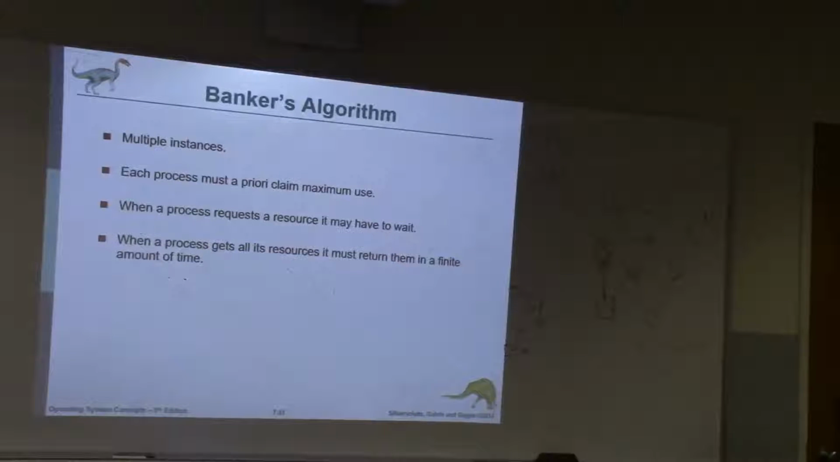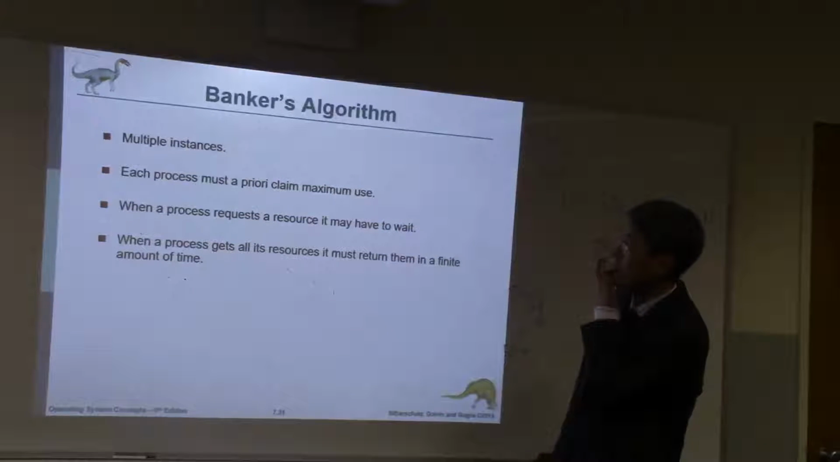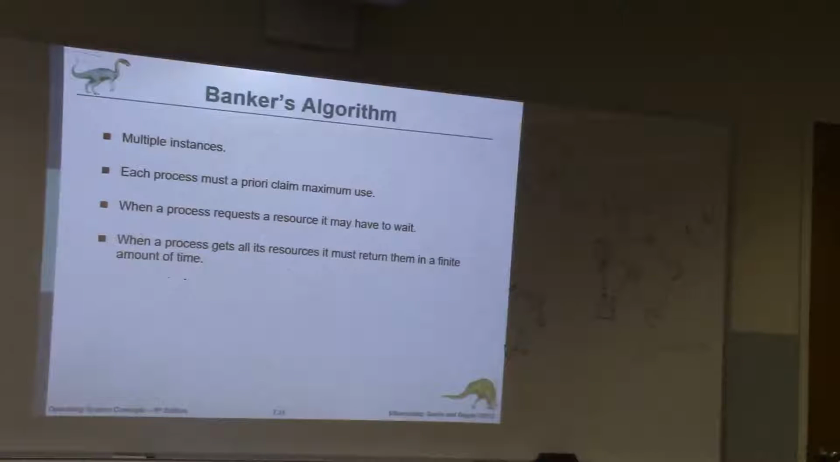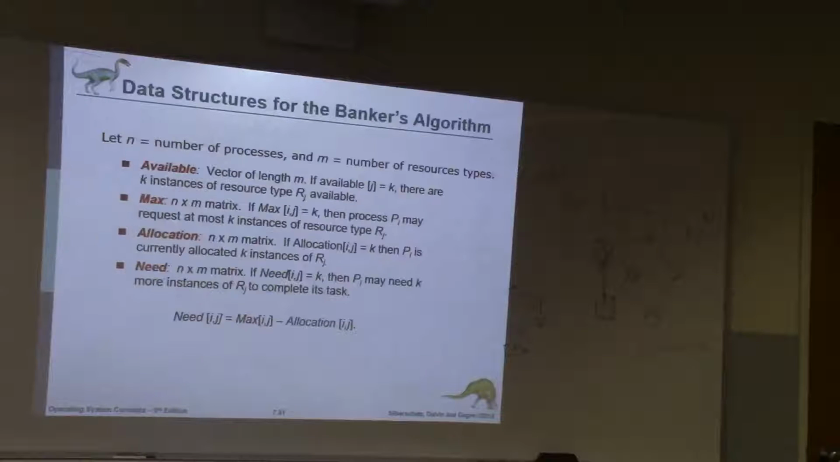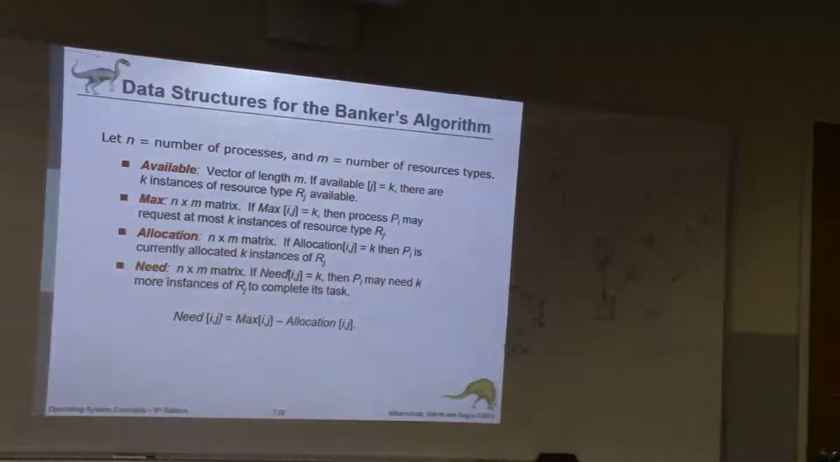The banker's algorithm can handle multiple instances and multiple processes. Each process has priority information, which means how many resources are currently held by that process. This is the data structure that we are going to discuss first. N is the number of processes, and M is the number of resource types.